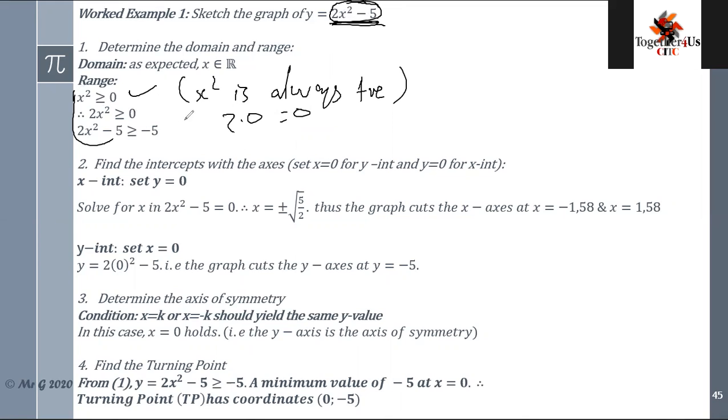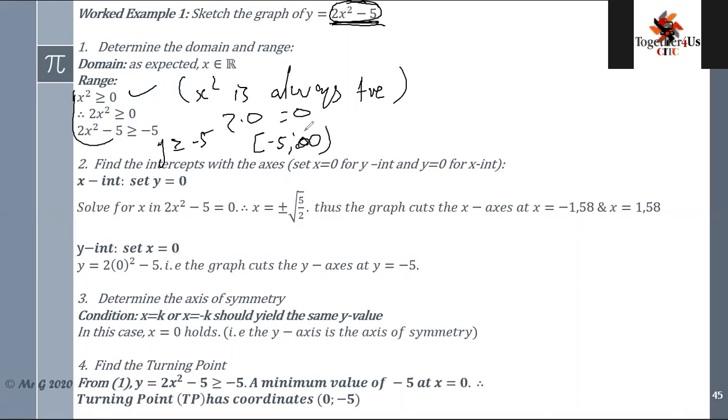Now you see 0 minus 5 is a negative 5. So now we can see that, oh, okay, actually this function is going to be greater or equals to negative 5. So it is actually going to move. So your range is actually y greater or equals to negative 5. If you want to write this in interval form, you will say negative 5 to infinity.